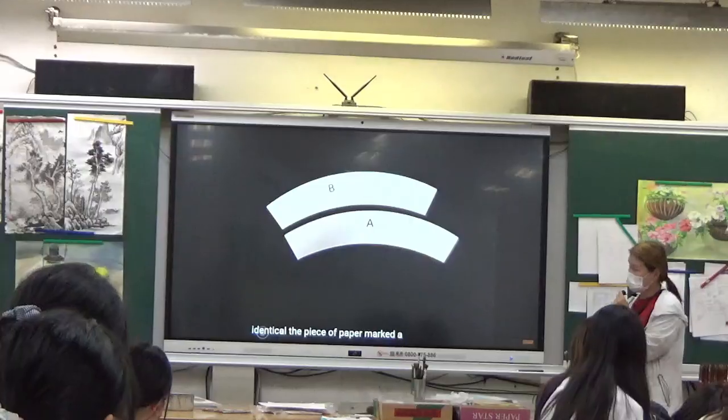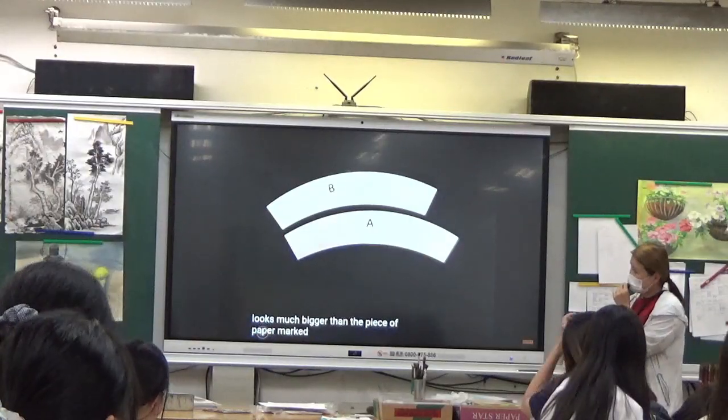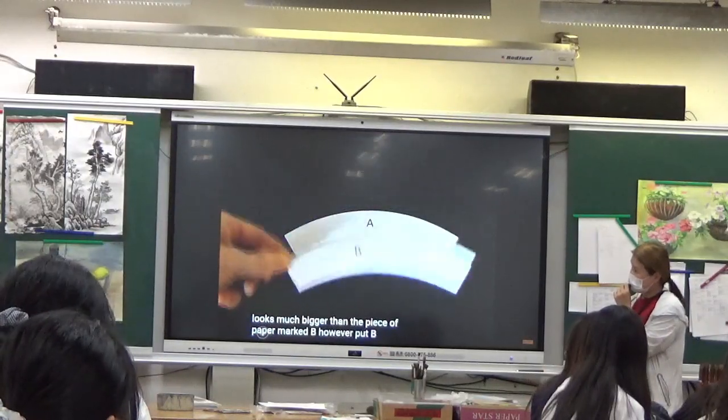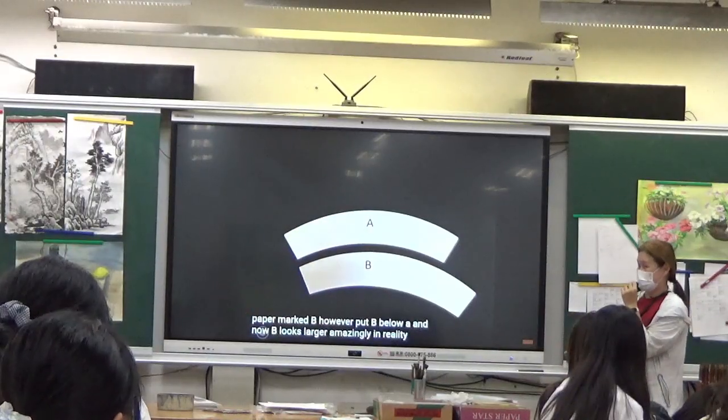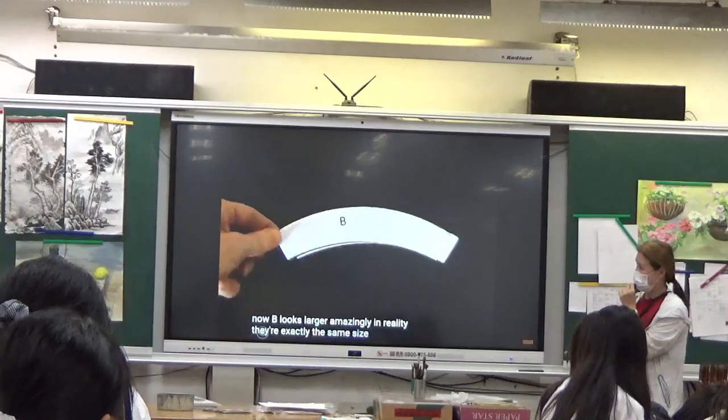A piece of paper marked A looks much bigger than a piece of paper marked B. However, put B below A, and now B is larger. Amazingly, in reality, they're exactly the same size.